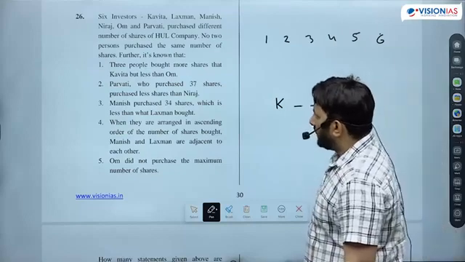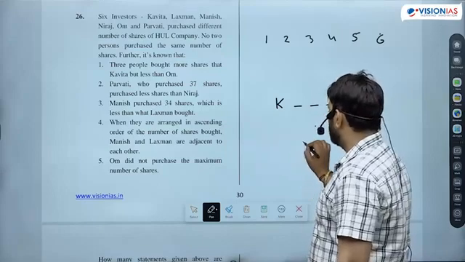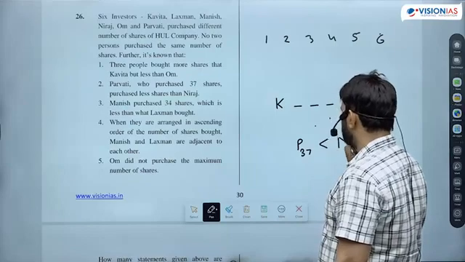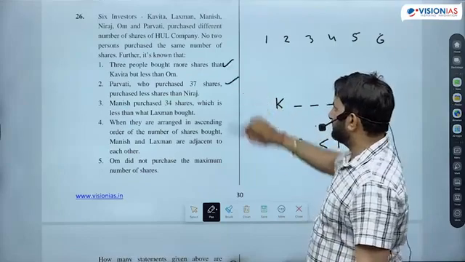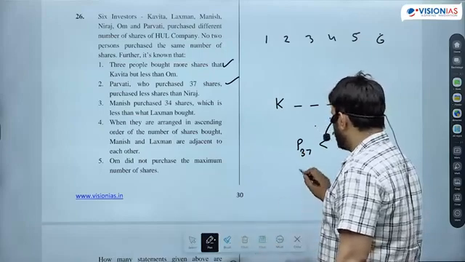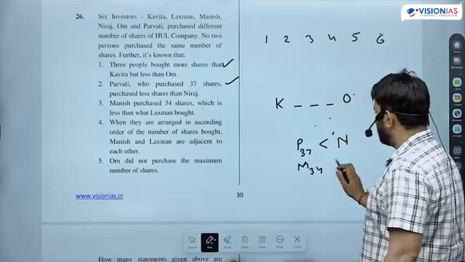Second, Parvati, who purchased 37, purchased less than Neeraj. Parvati purchased 37, which is less than Neeraj. This is the second statement. Next one, Manish purchased 34 shares. Manish purchased 34 shares, which is less than that of Lakshman.